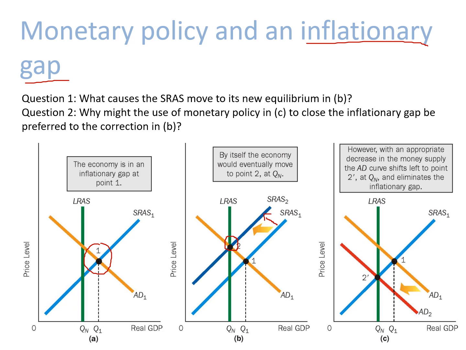Contractionary monetary policy would reduce aggregate demand, returning to its new equilibrium on the long-run aggregate supply without inflation. That's why using monetary policy in C to close the inflationary gap is preferred to the correction in B.